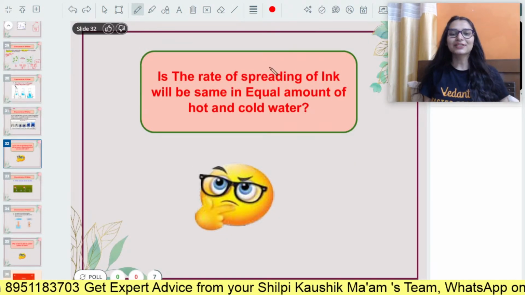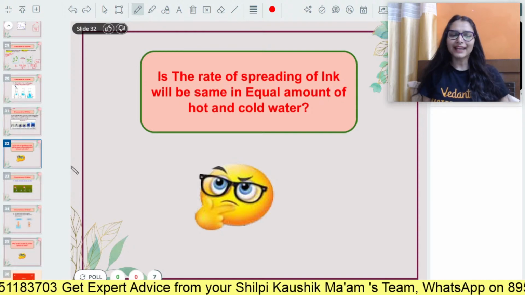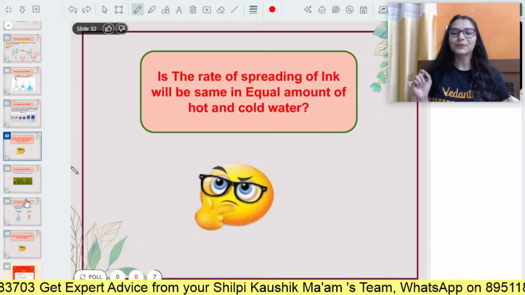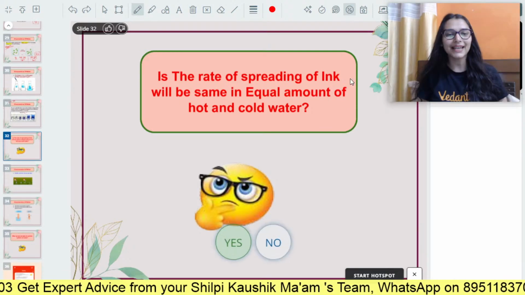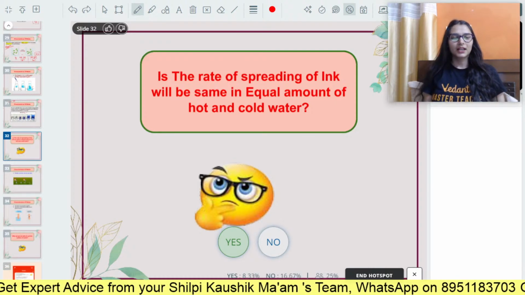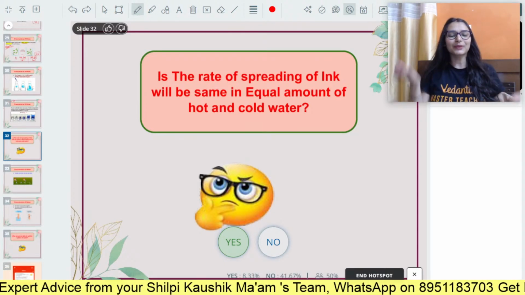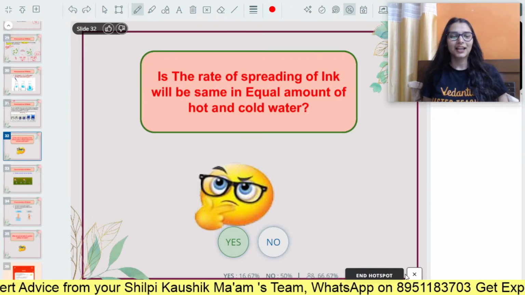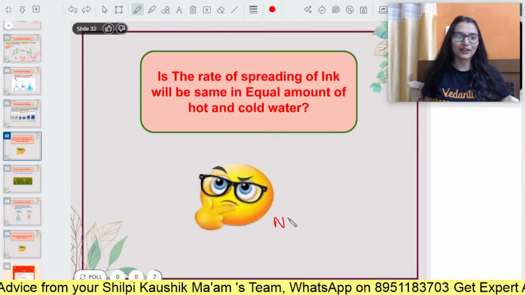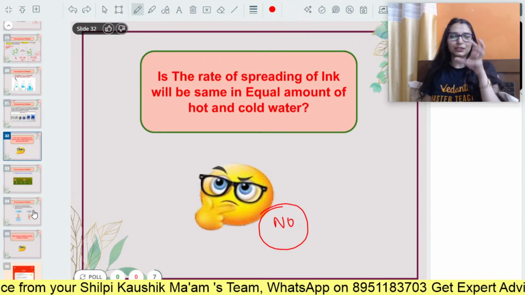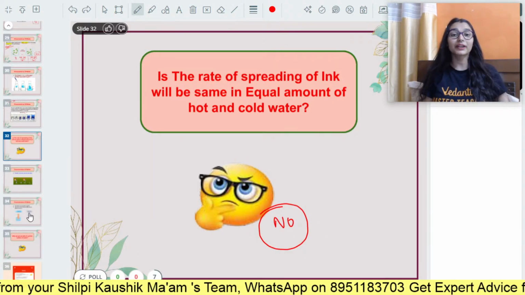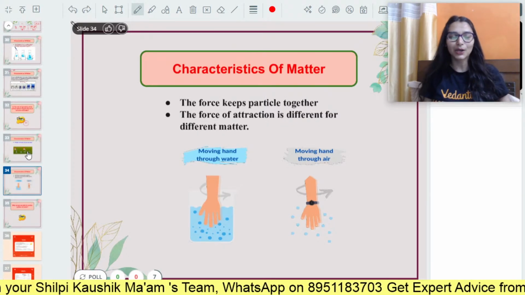Now tell me, will the rate of spreading of ink be the same in equal amounts of hot and cold water? Now there is a temperature difference we are talking about. No, definitely not. In hot water, with high temperature, the ink will spread really quickly.